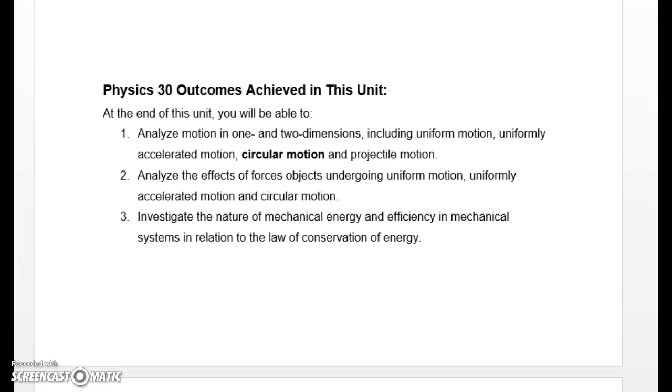Number 2 is we're going to analyze the effects of forces on objects undergoing uniform motion, acceleration, and circular motion. And number 3, we're going to look at the nature of mechanical energy and efficiency in mechanical systems in relation to the law of conservation of energy.